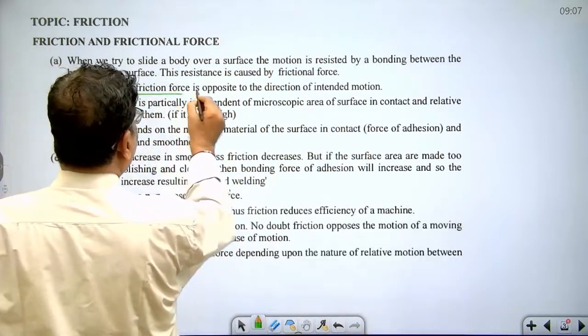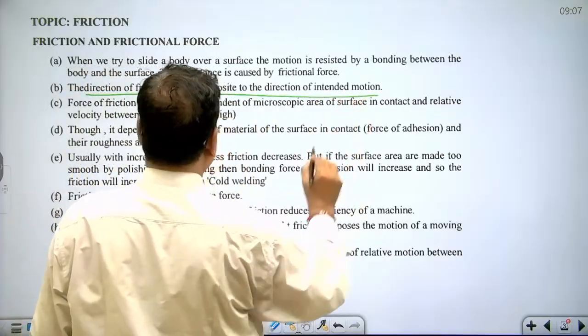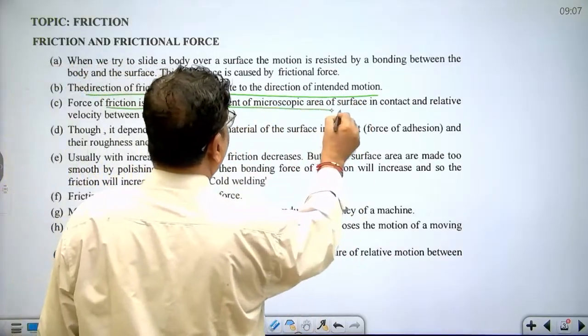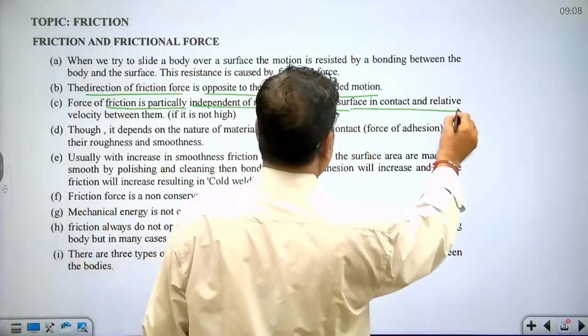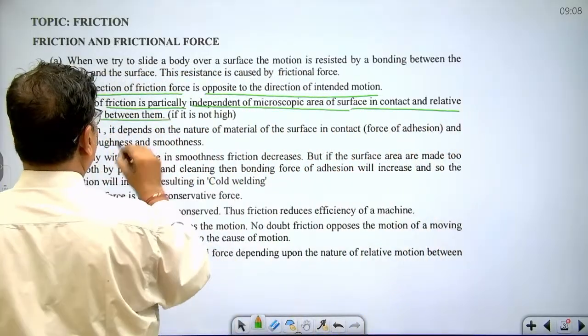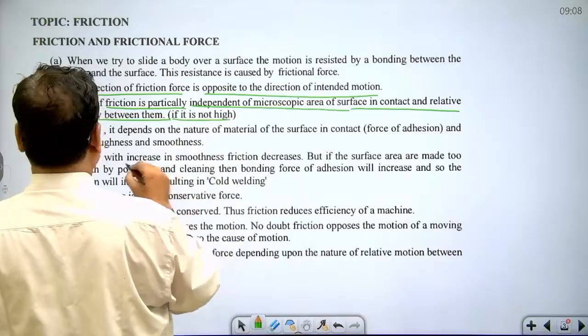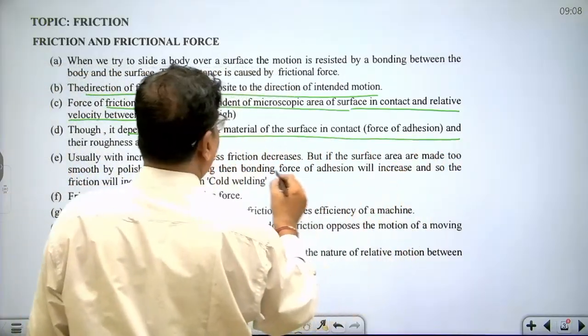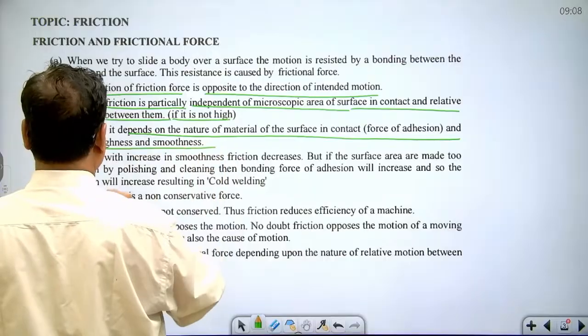The direction of friction is opposite to the direction of intended motion. Force of friction is practically independent of the macroscopic area of the surface in contact and relative velocity between them. It depends on the nature of the material of the surfaces in contact, that is force of adhesion and their roughness and smoothness.